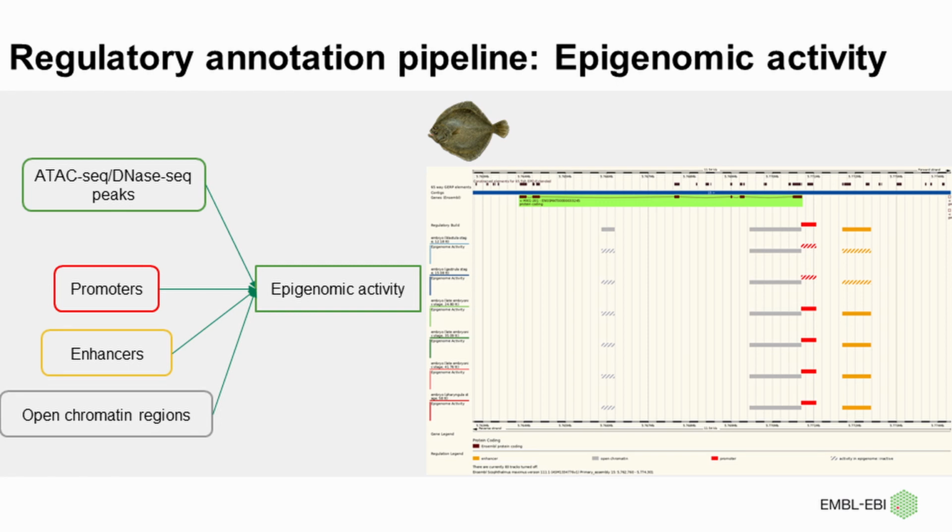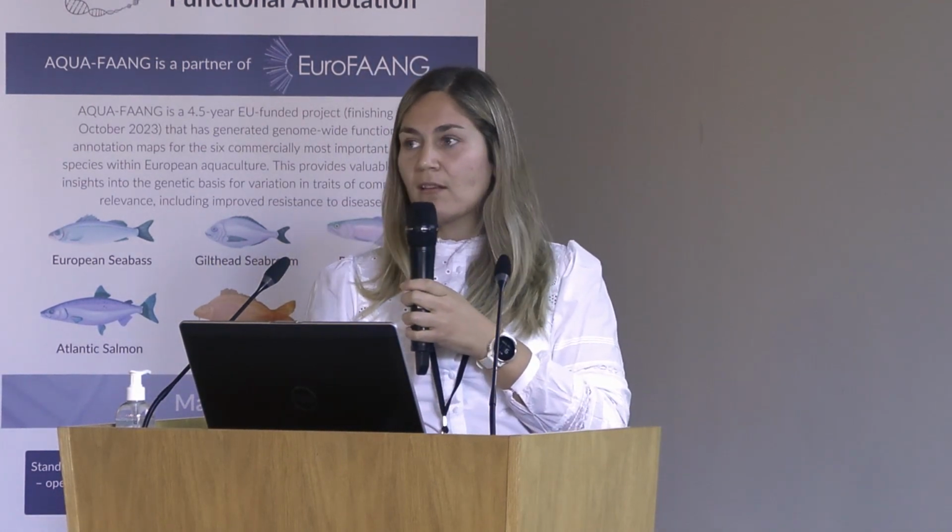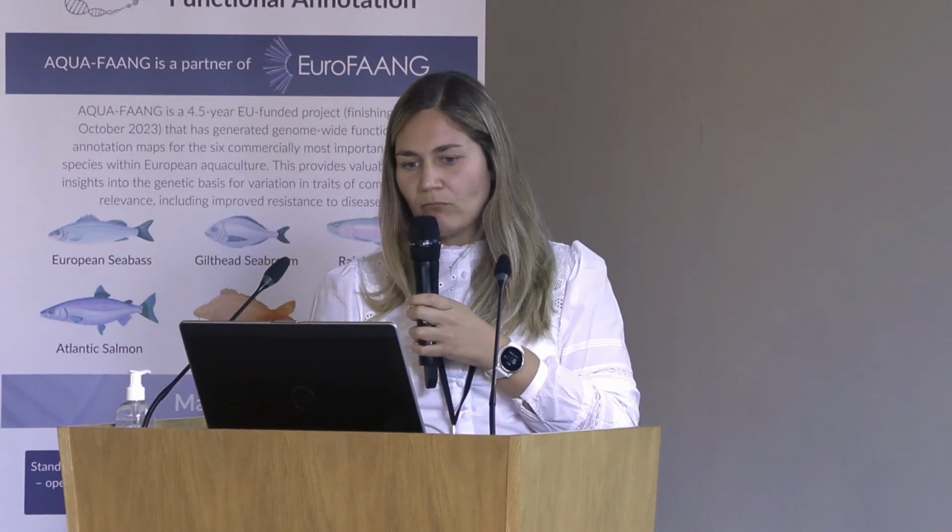So as you can see here, the first open chromatin region is always inactive, and the second one is always active. And in the case of the promoter and the enhancer, both are inactive in the first 2 developmental stages, and then they become active, right? So this is the kind of analysis that you can do with this epigenomic activity.